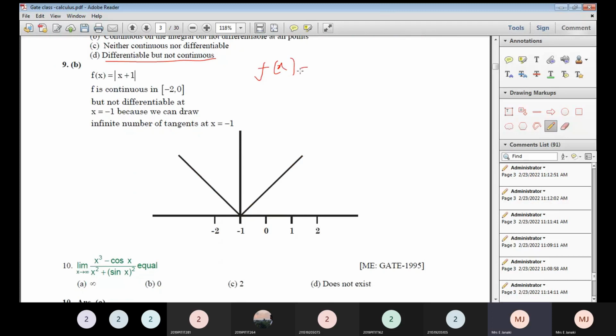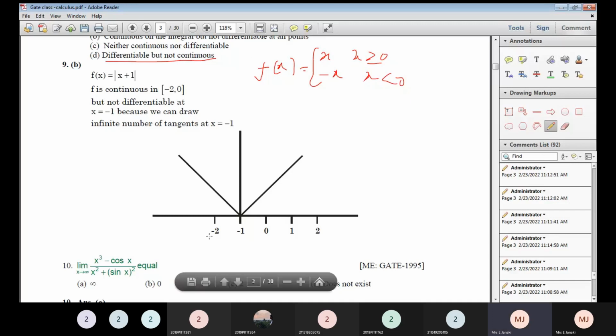Modulus of f of x takes two values. Modulus of f of x is equal to f of x whenever f of x is greater than or equal to 0, and it takes the negative value, minus f of x, whenever f of x is less than 0. Whenever the modulus form is given, you can define f of x is equal to x and f of x is equal to minus x. Now clearly the function is continuous.